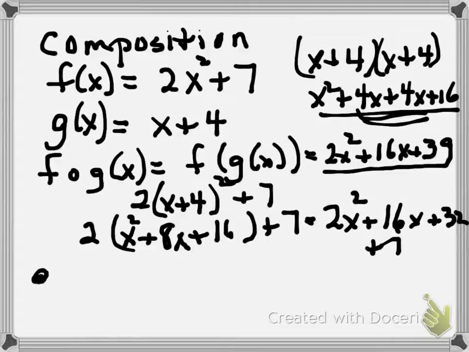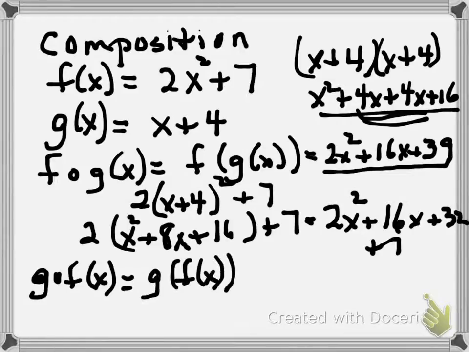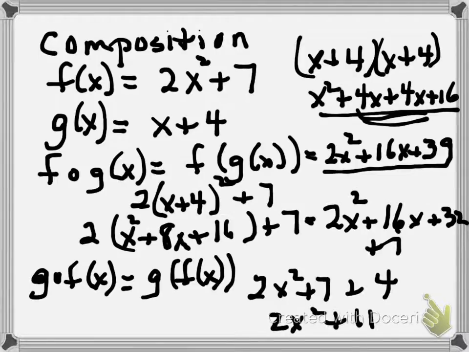Now if I have g of f of x, it means put the f function into the g function. So that's 2x squared plus 7, plus 4. And so we're getting 2x squared plus 11. Different than we got for f of g of x, where the g function went into the f function. Here, the f function goes into the g function.